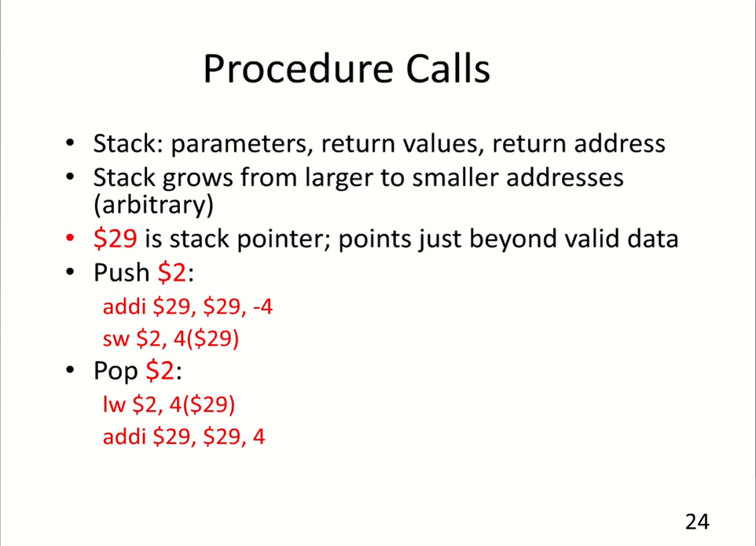Typically, the stack will grow from larger to smaller addresses, but this is actually completely arbitrary. By convention in MIPS, $29 is used as the stack pointer, and it's essentially pointing just beyond the last valid stack frame. If we want to push something onto the stack, again, we'll decrement register 29 and store to that location. If we want to pop, we'll load from an address based off of register 29 and then increment register 29 to basically deallocate that spot on the stack.